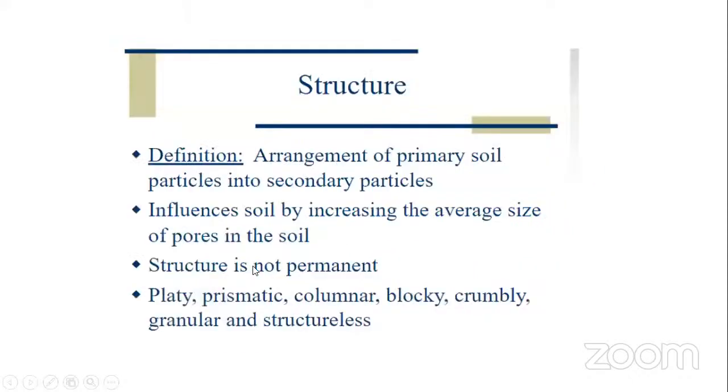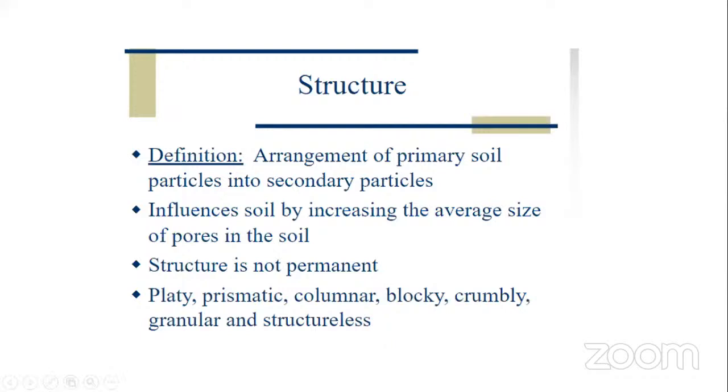Now, what is soil structure? Soil structure is basically the arrangement of primary soil particles into secondary soil particles. The primary soil particles accumulate, flocculate, and arrange themselves in a particular shape at a specified time due to the effect of environment and other biological factors, and they form a secondary structure. The secondary structures are like peds, clods, concretions, and aggregates. They are formed from primary soil particles like clay, silt, and sand.